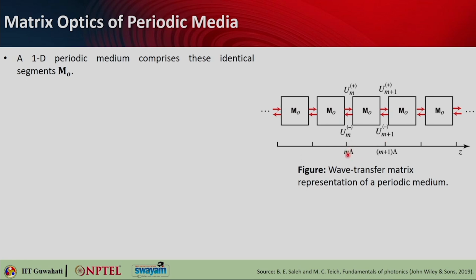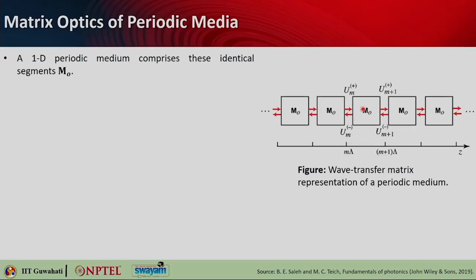You can see that the periodicity is capital lambda. Here this is m lambda and this is m plus 1 lambda, and this is m minus 1 lambda. From here to here it is the period, given by capital lambda. So between one period and the next there is a matrix that correlates the parameters Um plus, Um minus to Um plus 1 plus and Um plus 1 minus. So you are correlating the forward propagating waves and the backward propagating waves.